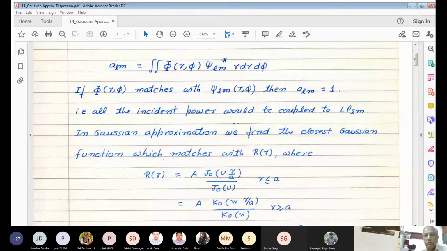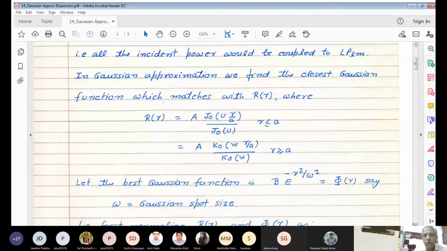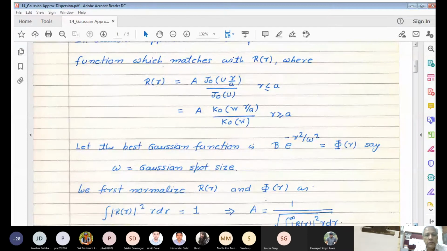So now you understand what we are going to do. In the Gaussian approximation, we find the closest Gaussian function which matches with ψ(r) of the fundamental mode, which is given by this. Let the best Gaussian function be given by B exponential minus r squared by w squared. So this is, say, φ(r). And w is known as the Gaussian spot size. What I will do is find the value of w for which the overlap integral of this function with the modal field pattern of the fundamental mode is maximum.